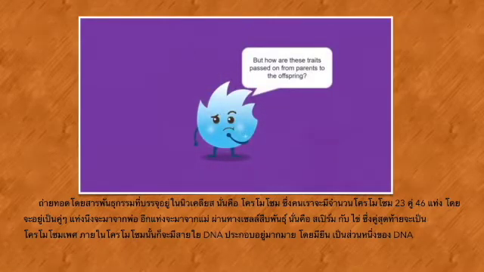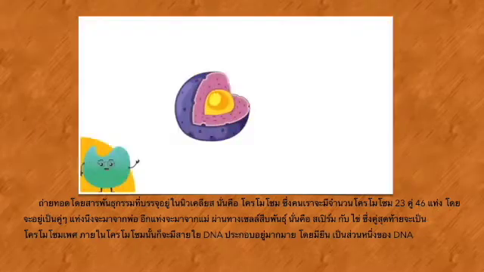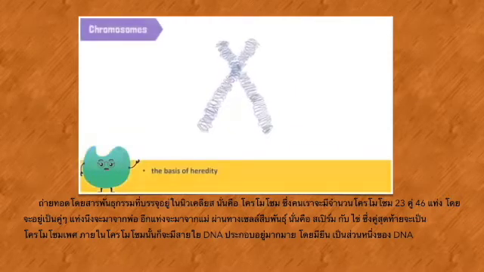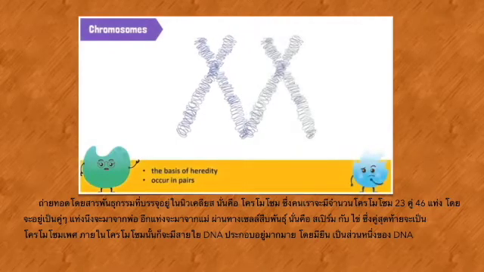But how are these traits passed on from parents to the offspring? Good question. The answer lies in the nucleus of each cell in our body. The nucleus contains thread-like structures called chromosomes. Chromosomes are the basis of heredity and occur in pairs. In each pair, one chromosome comes from the father, while the other comes from the mother.